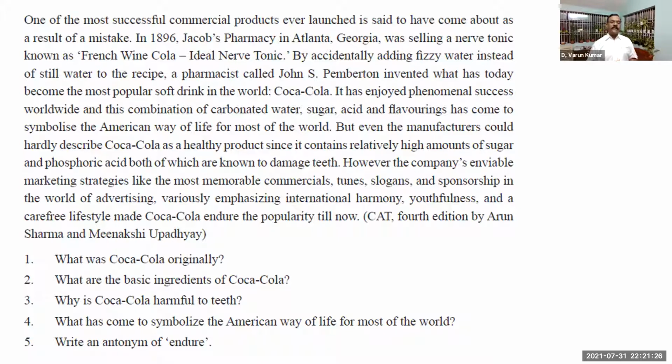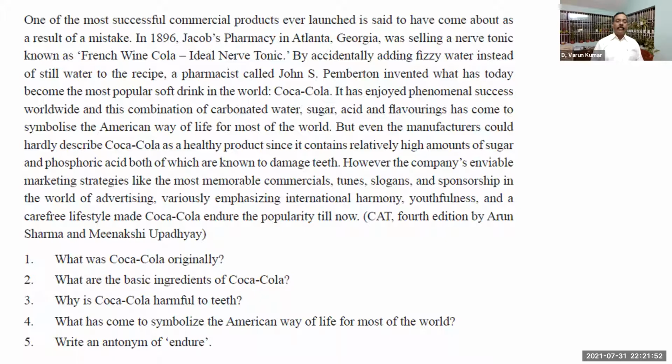And coming to the last one, it is the opposite word of endure. So here is the word endure in the paragraph. When you read the context, when the whole sentence is read, you will understand endure, endurance, last, long. So long-lasting. The opposite word is short-lived, that is the opposite word of endure.